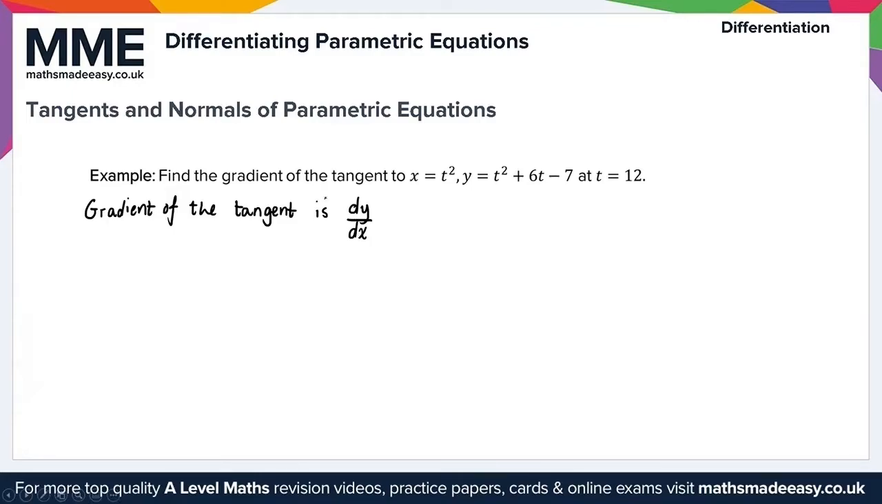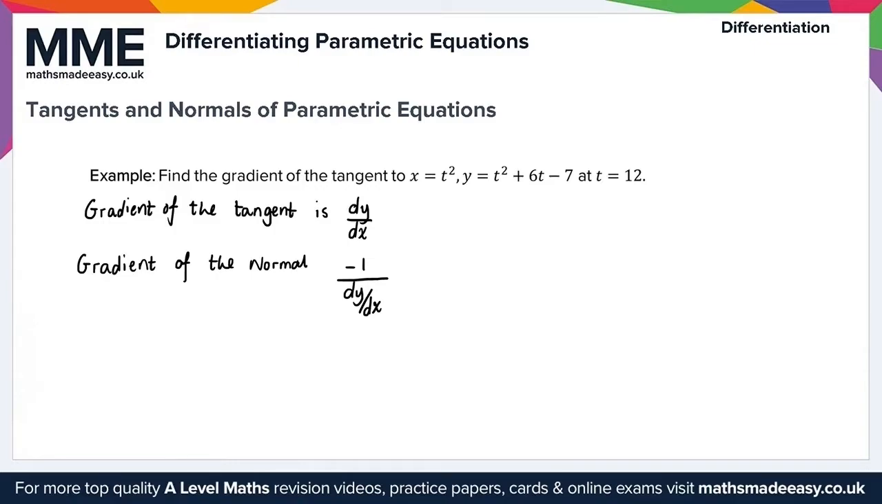However, we have to be careful for the normal here. The gradient of the normal is slightly different. In this case, the gradient of the normal is -1 divided by dy over dx. Okay, and that gives us the gradient of the normal. So we need to be aware of that when we're taking a look at example questions.